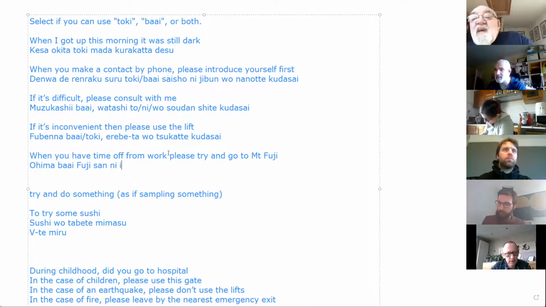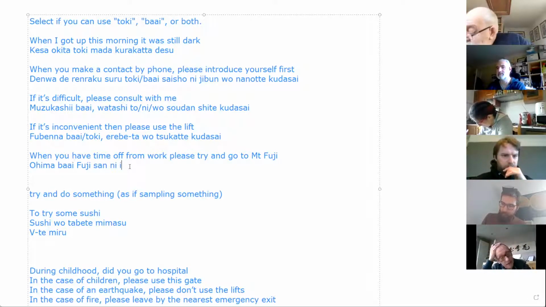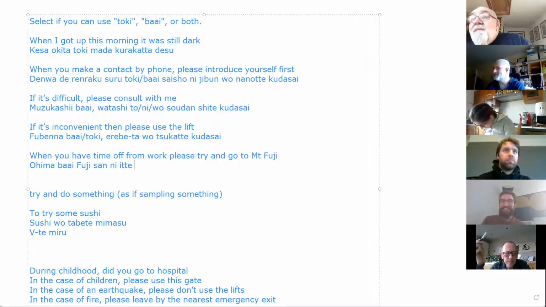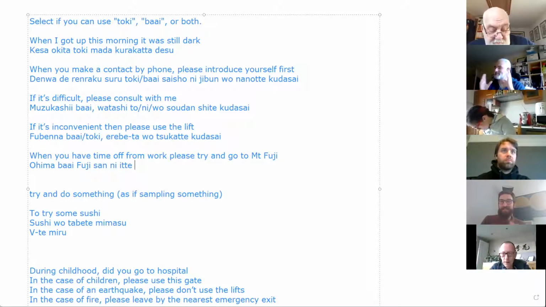And as he's saying, please try, please do it. So this would be kudasai. Can you do the whole sentence? Ohima ba Fuji-san ni itte mimatte. Now you're just making language up now, aren't you? Mimatte? What's mimatte? So take mimasu. What's the plain form of mimasu? What's the infinitive?